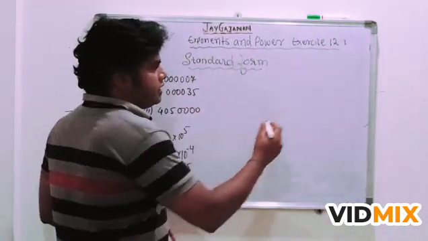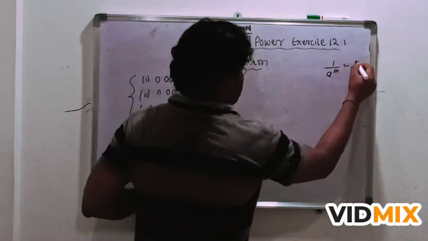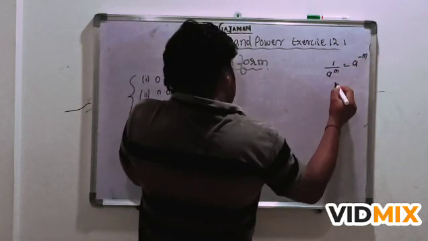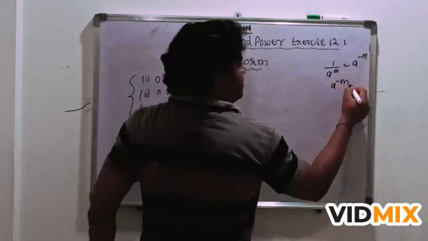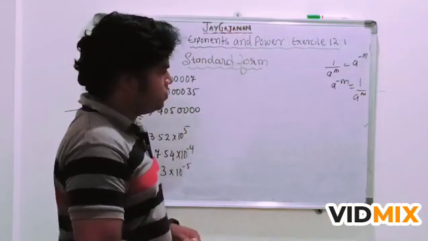And one more thing, this identity is going to be used here. a to the power m is equal to 1 upon a to the power minus m, or else a to the power minus m is equal to 1 upon a to the power m. In this way we are going to use it. Alright, so you have to keep this in mind.